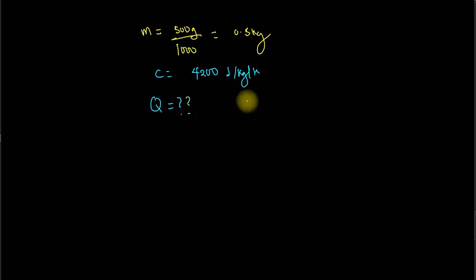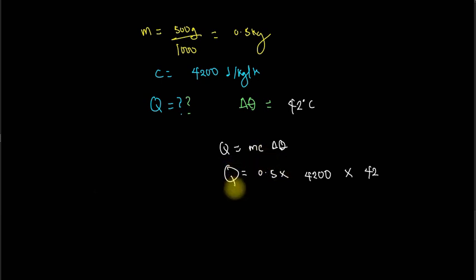Mass. Okay, we got mass. MC, change in temperature. So our change in temperature, we'll calculate it as 42 degrees Celsius. So applying the formula, Q is equals to MC, change in temperature. We're going to be left with 0.5 times specific 4200 times change in temperature, which is 42. We're going to get energy.